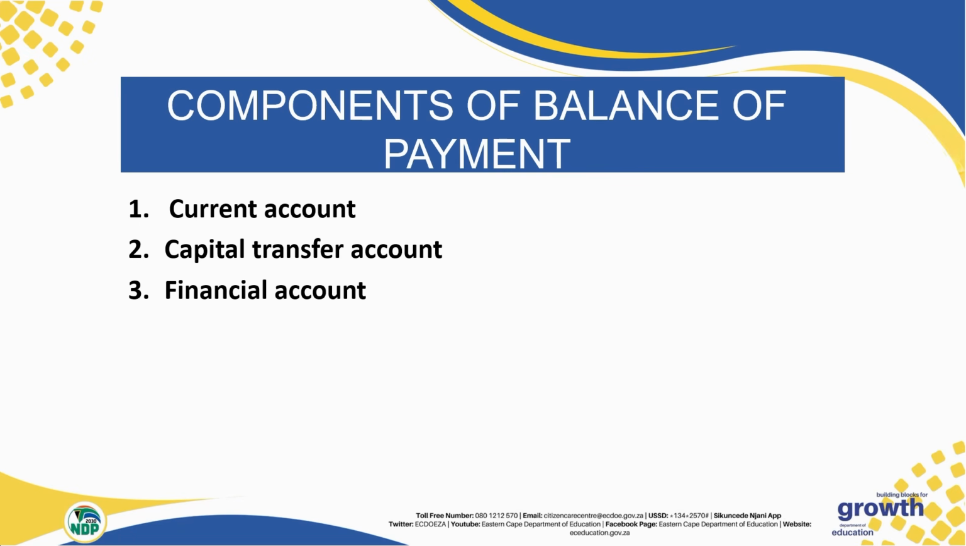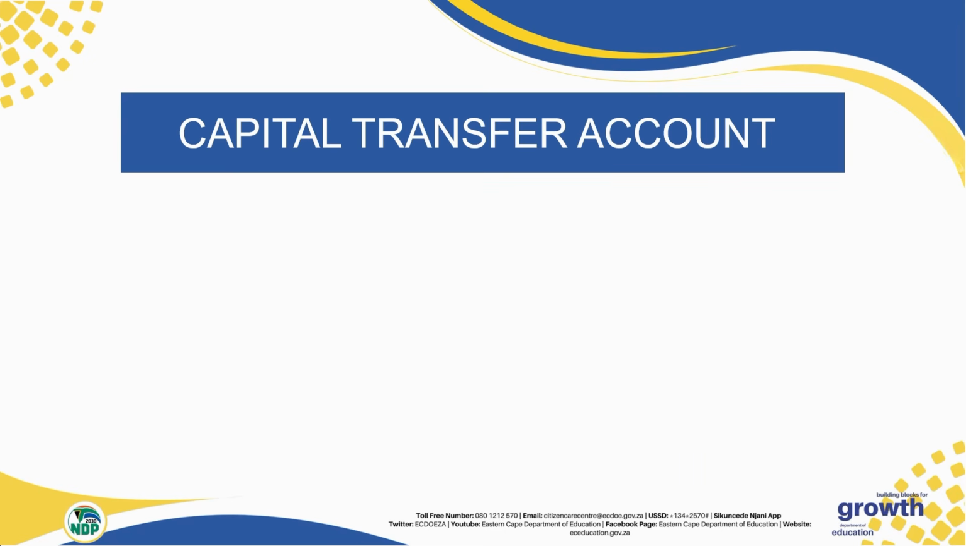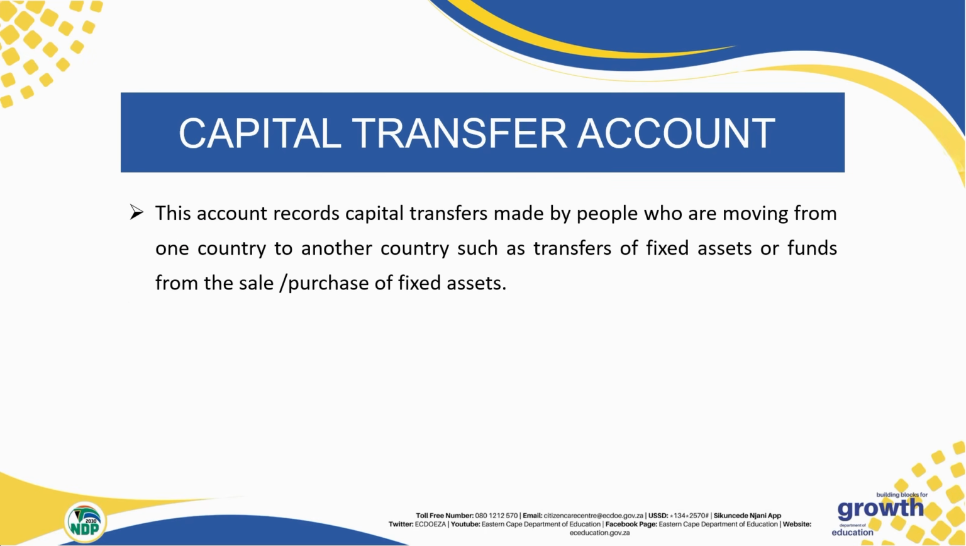The balance of payments has the following components: the current account, which we're not going to be doing, then the capital transfer account, and we also have the financial account. So we're not going to do the current account, we're just going to move to the second one, which is called the capital transfer account.